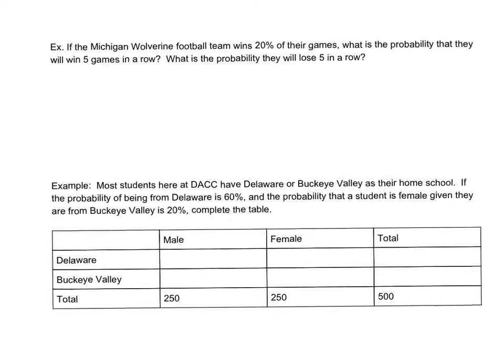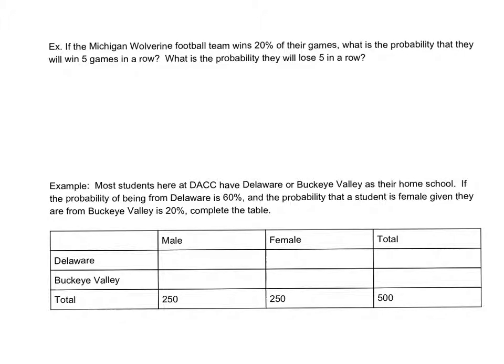So next we have the example that if the Michigan Wolverine football team wins 20% of their games, what is the probability that they will win 5 games in a row? And then we want to find the probability that they would lose 5 in a row. So when it comes to winning or losing football games, those are independent events. Just because you win one game doesn't mean you are going to win the next game or necessarily that you're going to lose the next game.